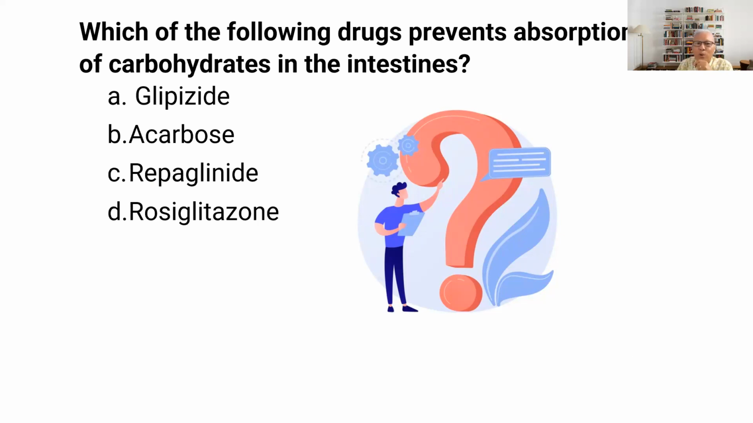Yes, acarbose is the drug. It slows down and decreases the digestion of carbohydrates in the intestines, thereby reducing their absorption. And the word "absence" of carbohydrates would be our clue as far as that's concerned.